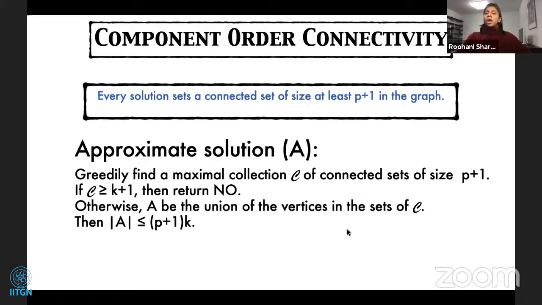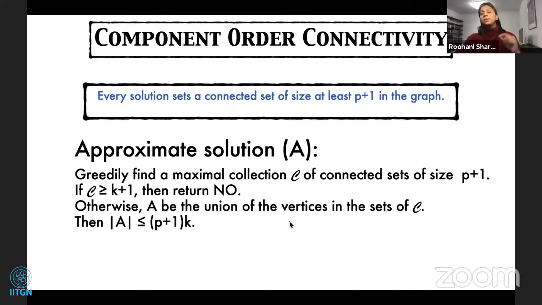For example, one can greedily pick disjoint connected sets of size p plus 1 in the graph. One can find a connected set of size p plus 1 in the graph by simply doing a BFS starting from any vertex, and doing BFS until you have covered at least p plus 1 vertices. When you cover p plus 1 vertices, those will form a connected set in the graph. So you just find a maximal collection of connected sets in the graph. If this collection has size k plus 1, then you know there is no size k solution, because every solution needs to hit one of these connected sets.